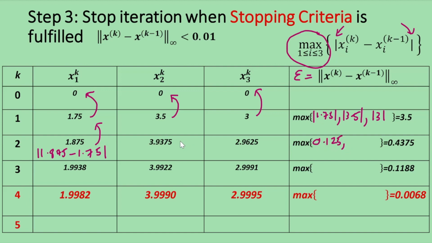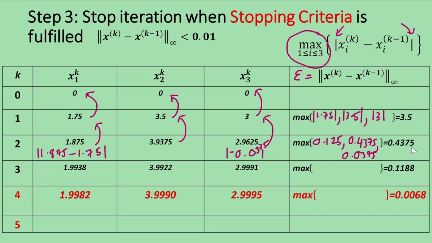The infinity norm of this value minus 3.5, the absolute value of it, is 0.4375, and the infinity norm of this value minus this, the absolute value of it, so that would be the absolute value of negative 0.0375, which is 0.0375, and the maximum of all these three values would be 0.4375.